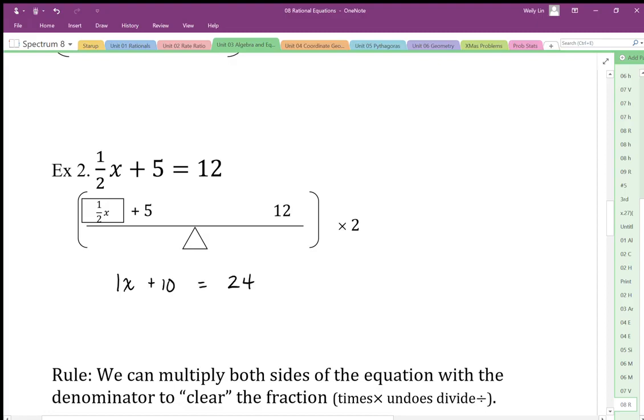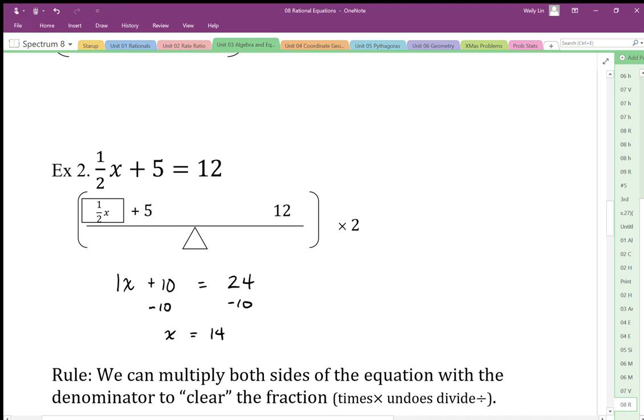I'm going to get a whole x plus 10 plus 24 is going to equal. And then if I want to solve this, now it's a little bit easier to solve. I'm not distracted by that fraction. So I get 1x is equal to 14. Okay, and I can check it. 14 divided by 2 plus 5 is 12.